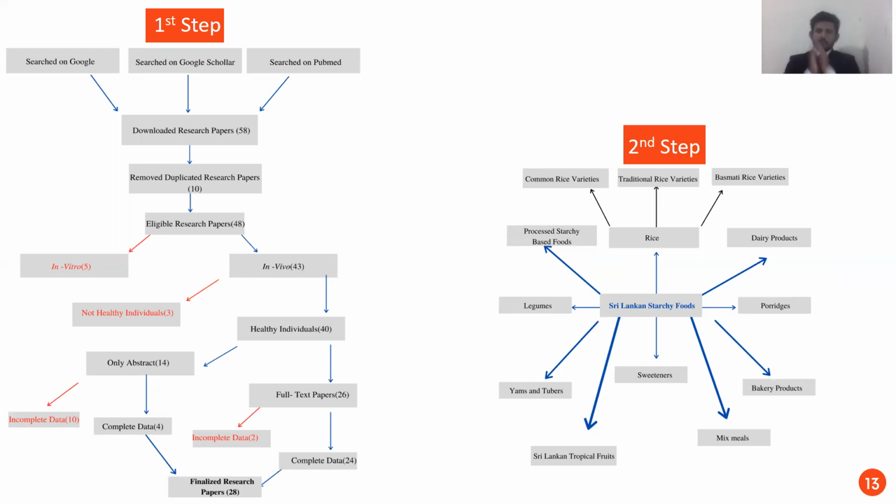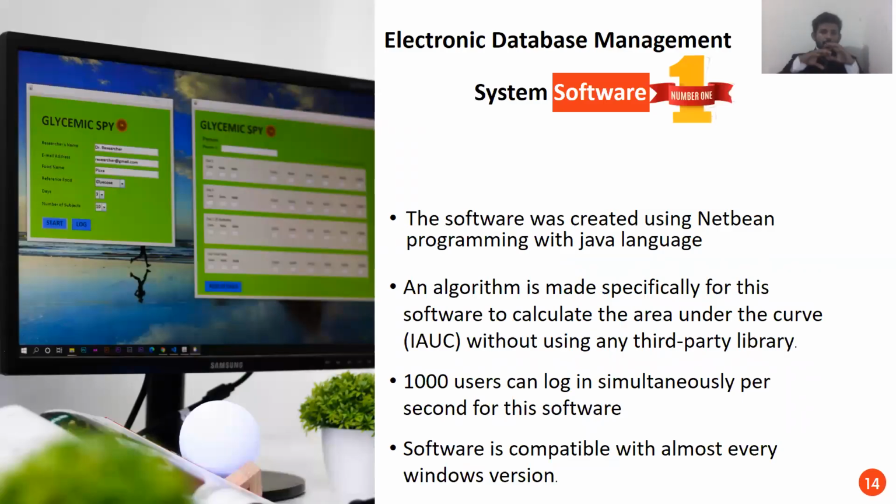Then I moved forward to the second step. I analyzed all the research data and identified 12 food categories covered in the Sri Lankan context. Then, having this data, I created electronic database management software using the Java language. The special thing is the software has its own unique algorithm, and this software is compatible with almost every Windows version.